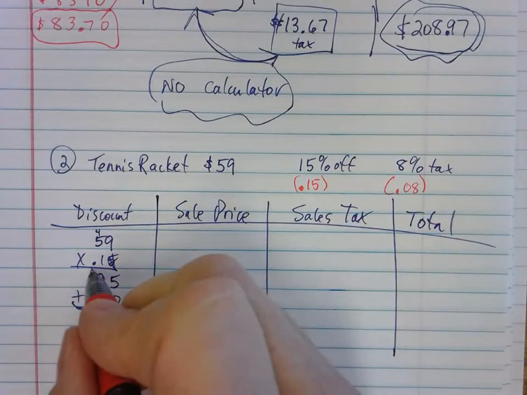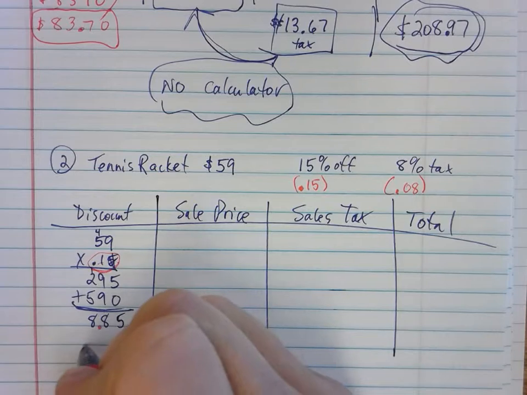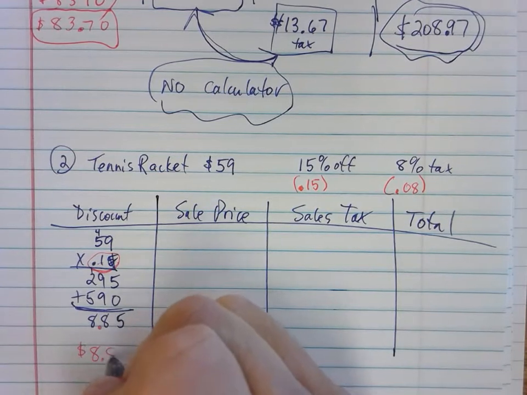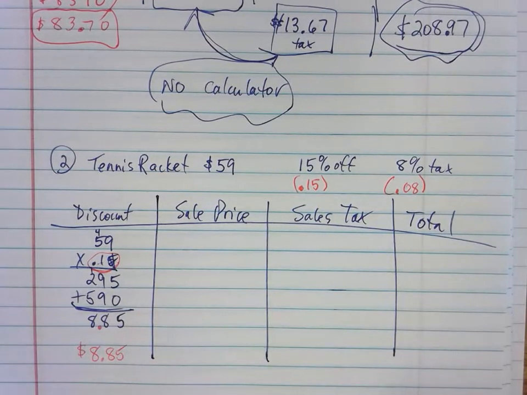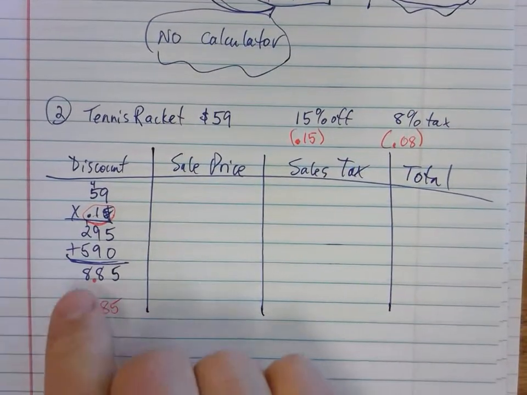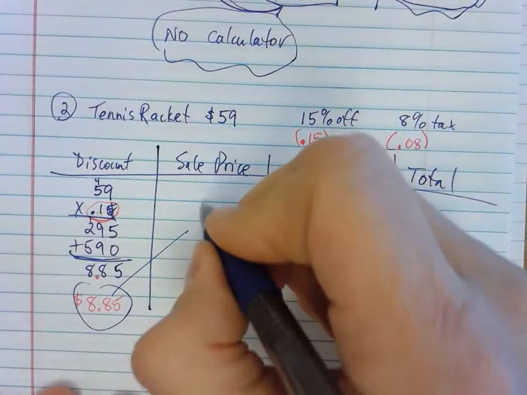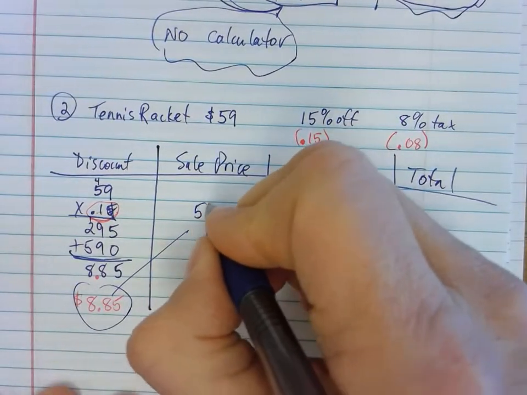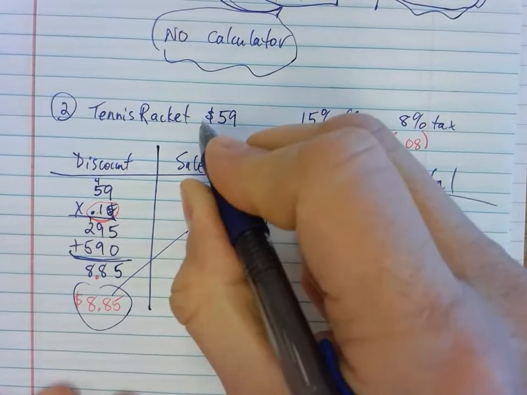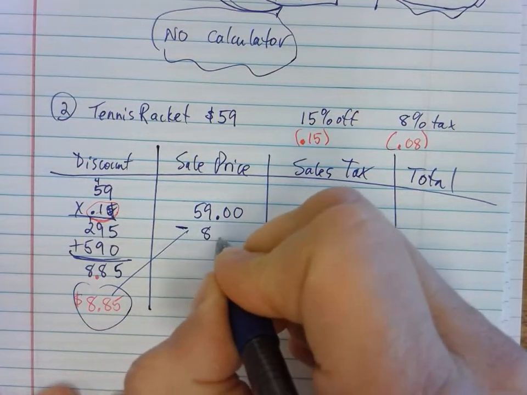I need to move the decimal over 2 places right here. 1, 2. So when I move it over 2 places, that means I am getting a discount of $8.85 off the tennis racket. I'm going to save $8.85. Now I'm bringing that over here to this column, and I'm going to take it away from 59 bucks. So 59 bucks is the regular price of the racket. I am taking away the discount, which is the $8.85.